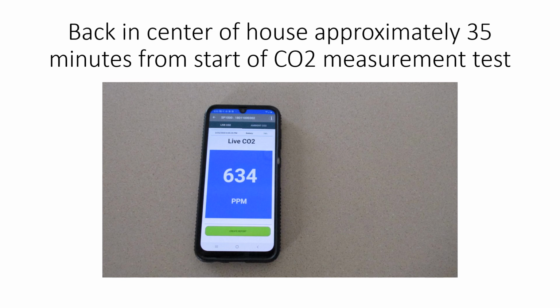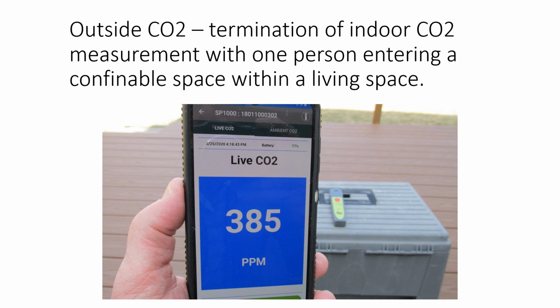Well, I left that little room, went back to the center of the house, right on the island counter in the kitchen, and 35 minutes from the start, we're back to 634 parts per million. Now that's in the main body of my house. So back outside, termination of the indoor CO2 measurement with one person entering a confinable space within a living space. And there we are at 385 parts per million of carbon dioxide in fresh air.